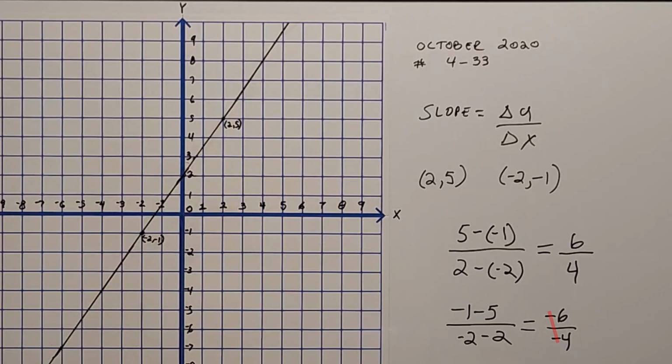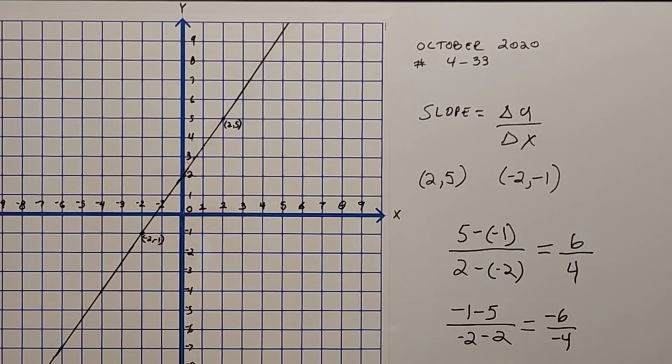So the negatives will cancel, and in either case, we're left with 6/4, or 3/2, or 1.5. Any of those answers will suffice. This is question 433, so we have to put the answer in the grid. 6/4, 3/2, 1.5, all those things are going to work.